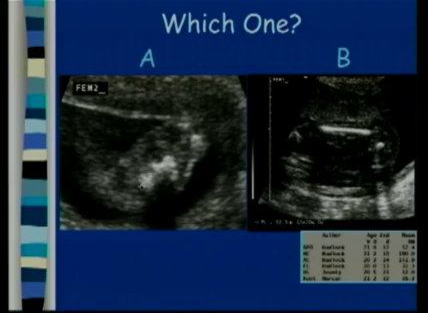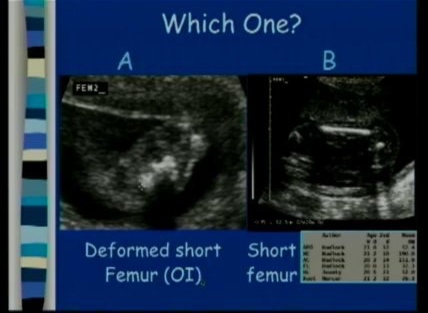A has an irregularity to this femur. It's not very sharp. It's kind of wrinkled. B, the femur looks normal, but when you look at the parameters here, the BPD is at 21 and 6 weeks, and the femur is at 20, so it's almost 2 weeks behind. So basically a short femur.